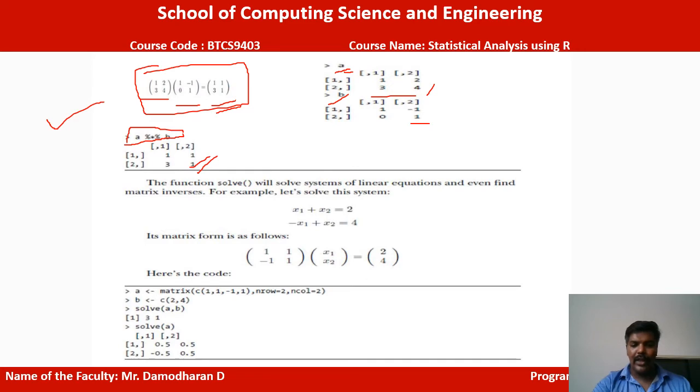Then the second one is for equations, where we use x1 plus x2 equals 2, minus 1, x1 plus x2 is 4. If we write it like this, we get the result like this. We write this equation in matrix form in this structure, and we get the same output and same result.